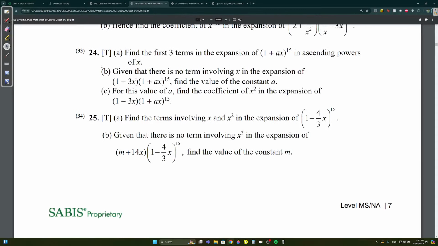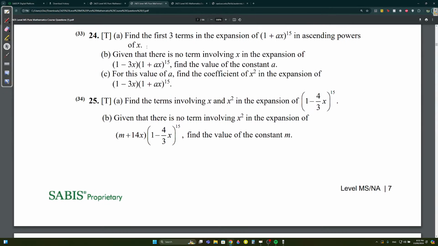How long is this recording? Okay, find the first three terms of this. Hey, these are all the same questions over and over again, man. Okay, let's do it again.